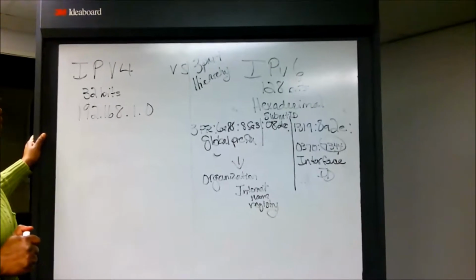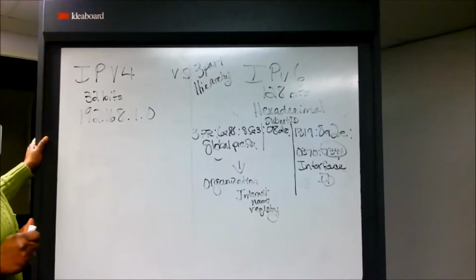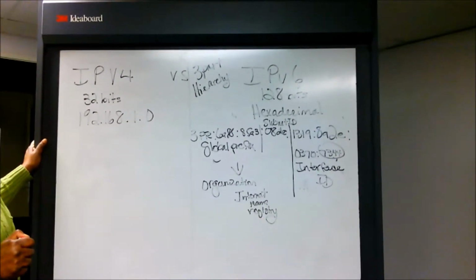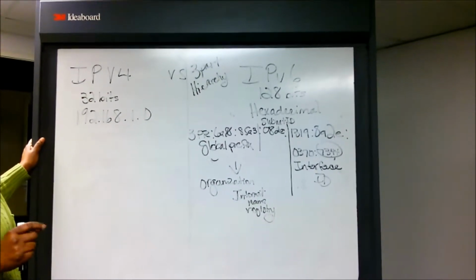Okay, so let's talk about the difference between IP version 4 addresses and IP version 6 addresses.